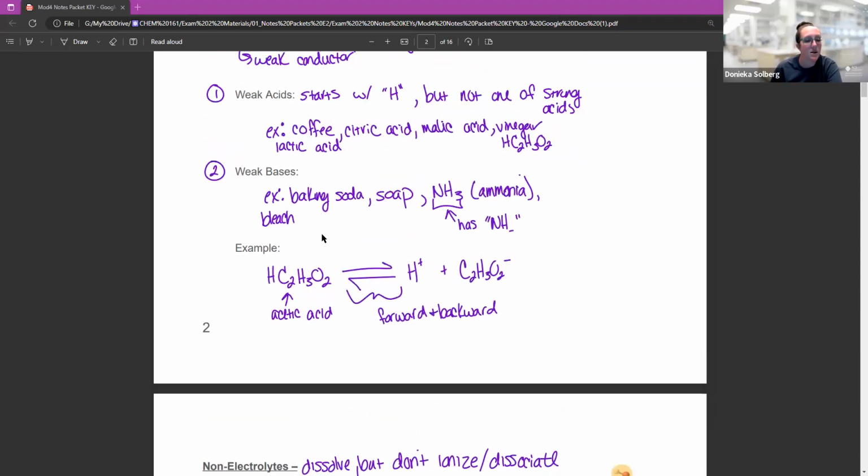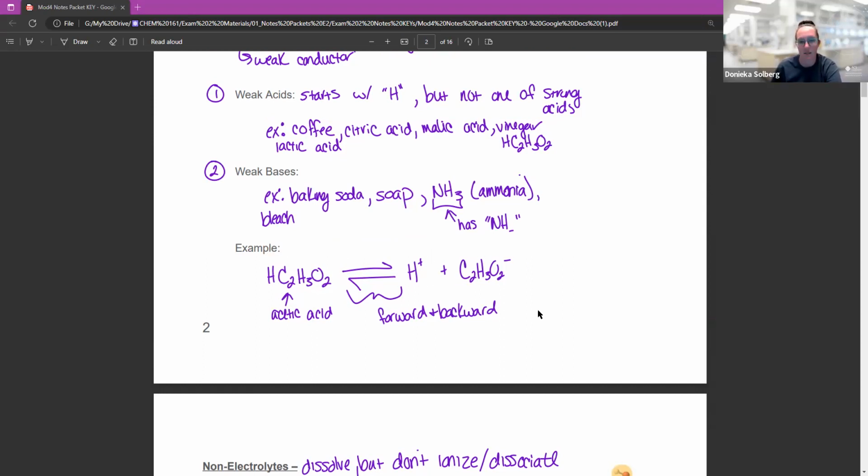This isn't my example that I was talking about a moment ago. Anything that's weak actually mostly stays together. This is acetic acid or vinegar. And we use this double arrow, like one half going forward and half going back to say, well, some of it stays like this, but some of it breaks into H plus and C2H3O2 minus. So we get a little bit of both in there.